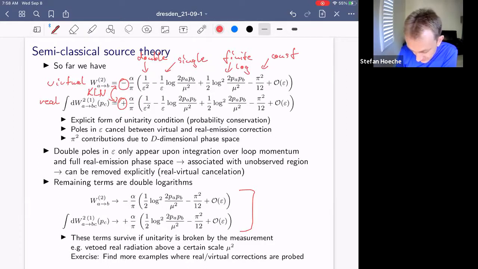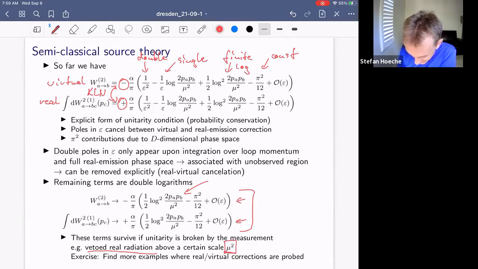But let's say that your measurement breaks the unitarity by saying, for example, I want to veto the real radiation above a certain scale mu. Then you will kick out these terms and you will only be left with those, okay? In that case, the theory still has some knowledge about these poles. And the manifestation of this will be a double logarithmic enhancement of your cross-section at the scale at which you vetoed your real radiation. And that is very important.